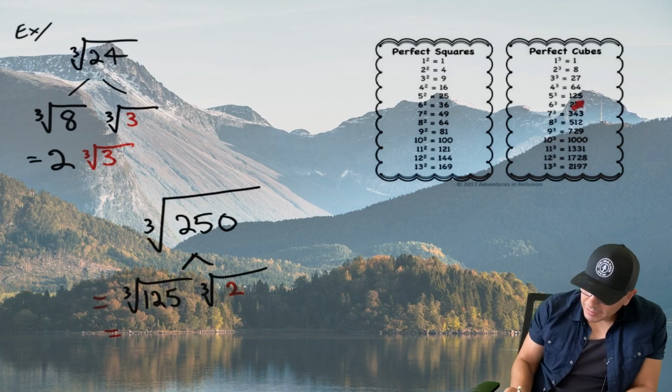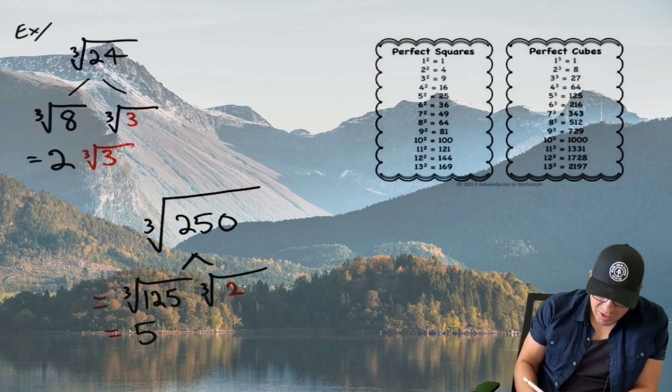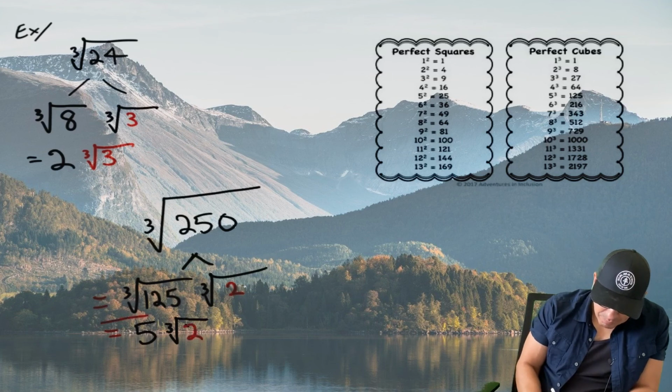All right, so let's see what cubed gives me 125. I go to my list, and my list says that 5 cubed gives me 125. So let's write that down. That just turns into a 5. And this cube root of 2, I have no idea, so it stays the same, and I'll leave it in red. Bam, and that's as far as I can simplify it.